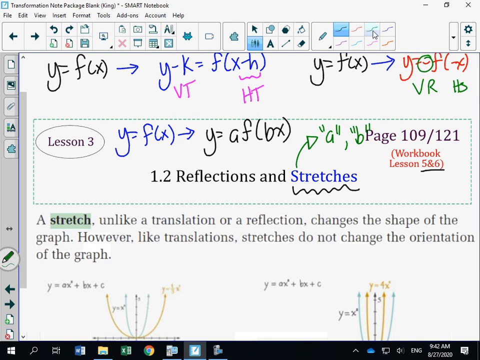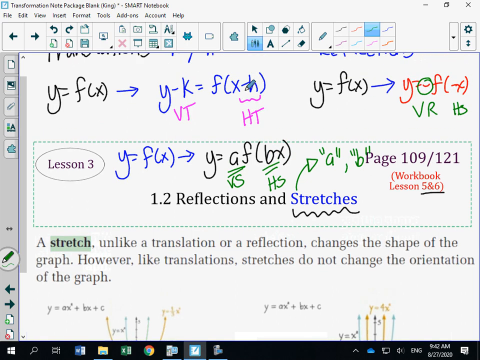So again, the a value is outside of our function, and that's always going to be vertical. So that's going to be our vertical stretch. If it's within the function, your b value, that's going to be a horizontal stretch. Anything that applies to the x is always your horizontal, right? So the h parameter applied to the x, that's horizontal. If it's outside of the function, it applies to your y value, and that's vertical.